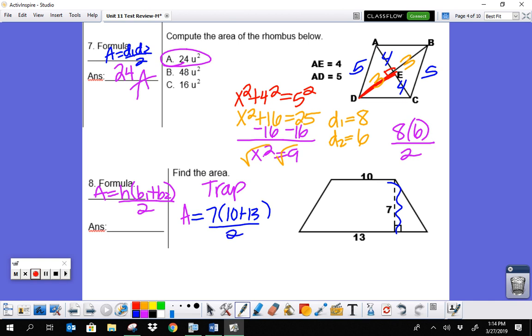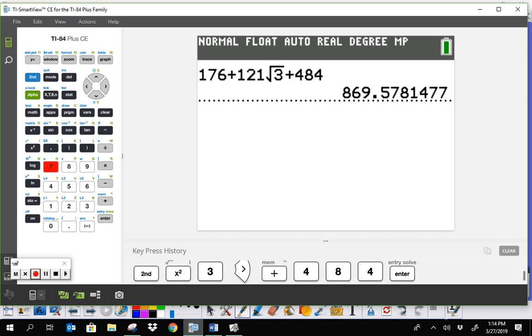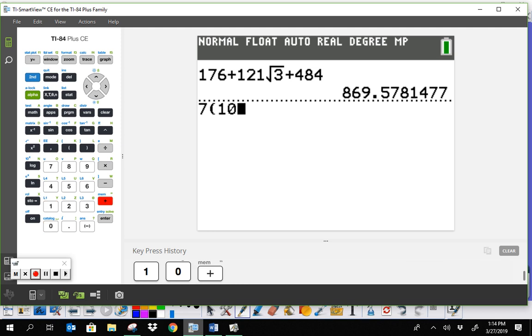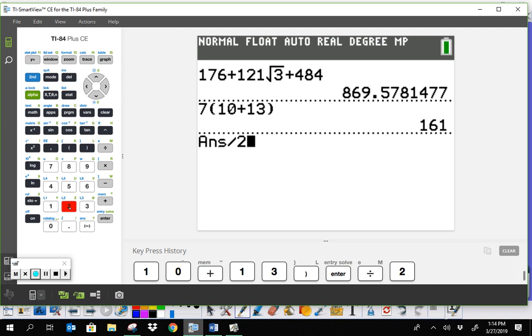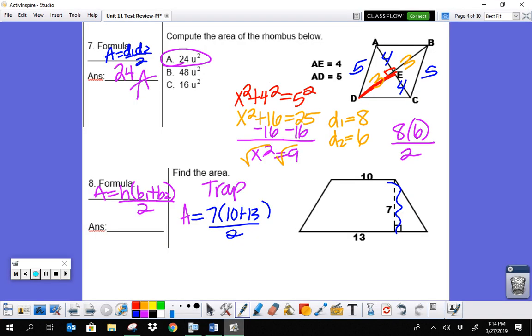So I'm going to go to my calculator, and I'm going to do 7 times 10 plus 13. I'm going to get that answer, and I'm going to divide it by 2. So the area of this is 80.5.